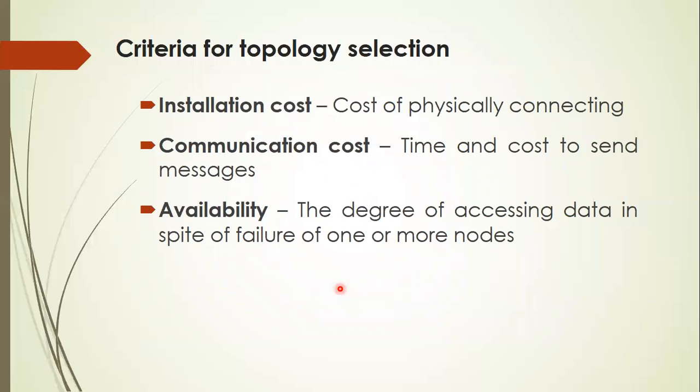So these criteria you should bear in mind when selecting the topology for your application. Cost should be as minimum as possible: communication cost and installation cost. Installation cost includes how many lines have to be connected. The cost of physically connecting them we call installation cost, and the cost of transmission we call communication cost. So all these things depend on your application.